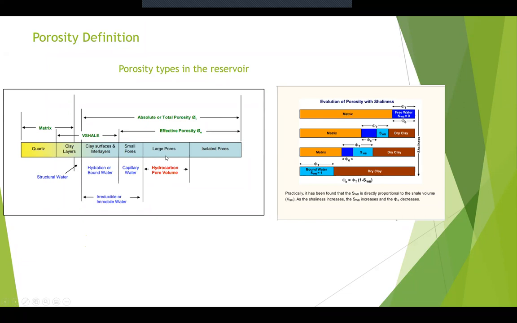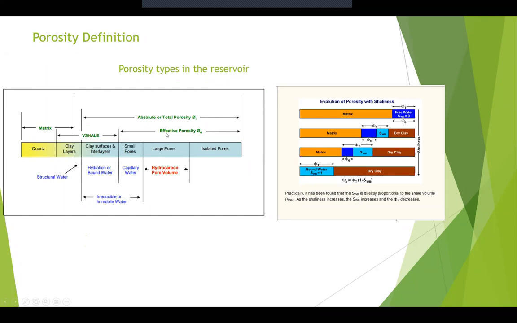Then after that, we have what we call isolated pores. These isolated pores, usually you see in carbonates. You don't see them in the clastics that much. And this is what makes the carbonate interpretation complicated in terms of the evaluation. Because as you see here, this isolated pore is part of what we call the effective porosity.